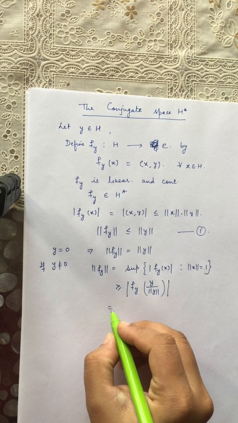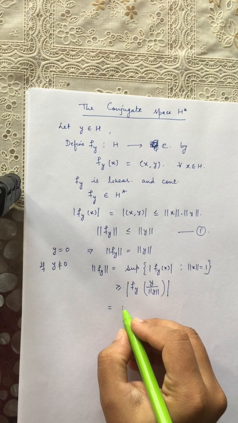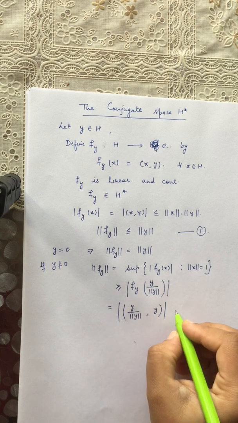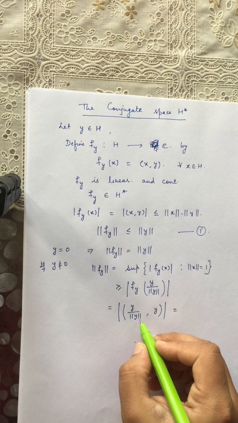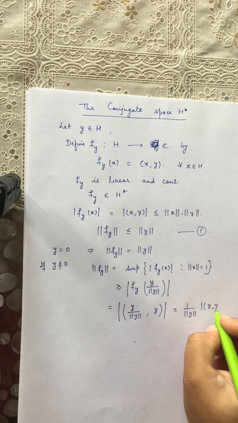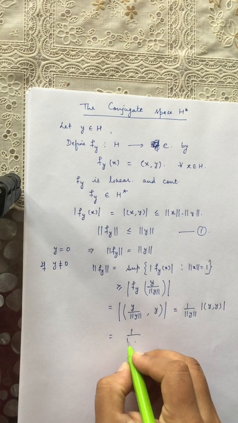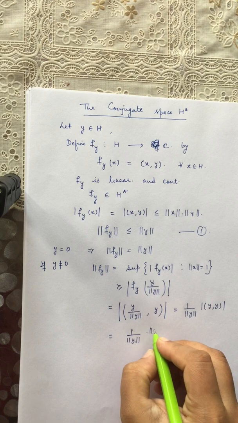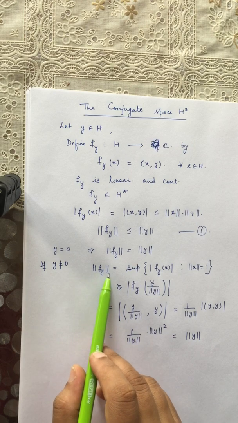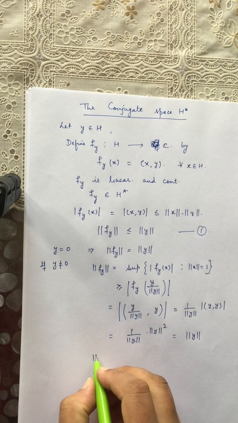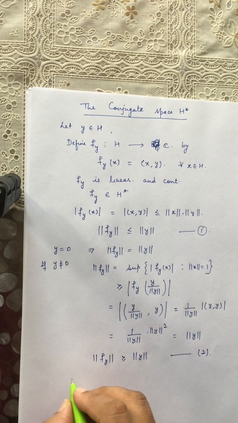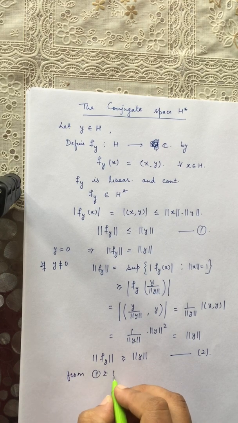And by definition, fy of x is just the inner product of x and y. So when we calculate, this will be 1 upon norm y into the inner product of y with y. So this is norm y, and we know the inner product of y with y is just norm y square, so this is norm y. So here we have proved norm of fy is greater than or equal to norm y. Let us say this is equation 2. So from 1 and 2 we can say these two are equal.